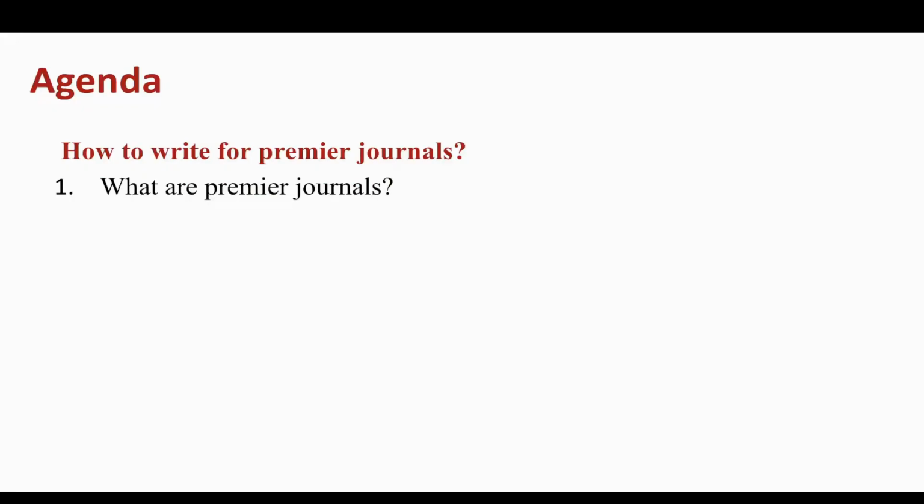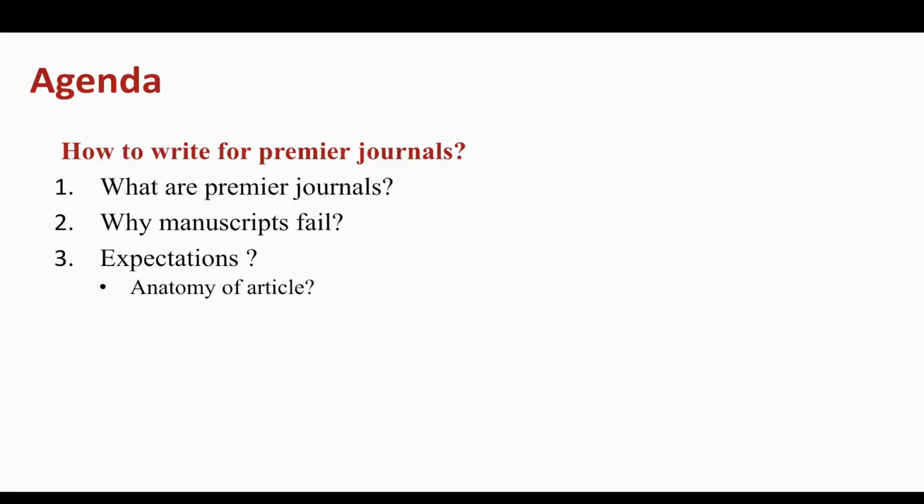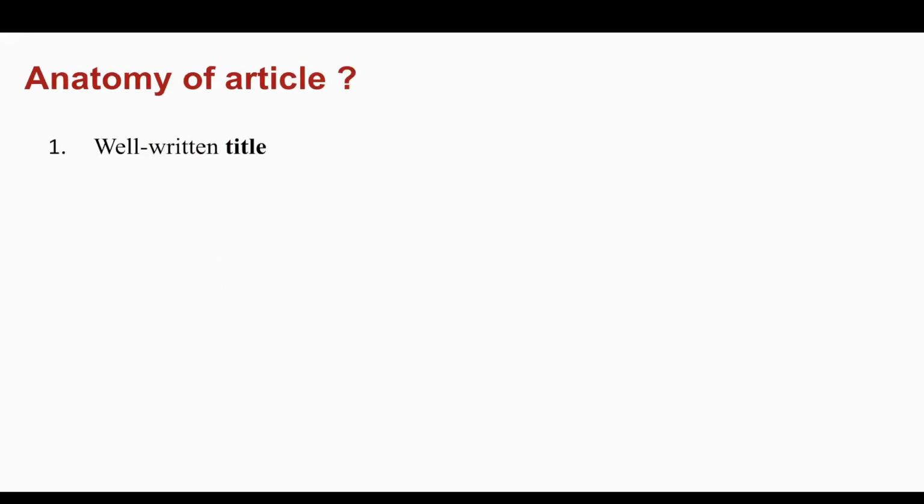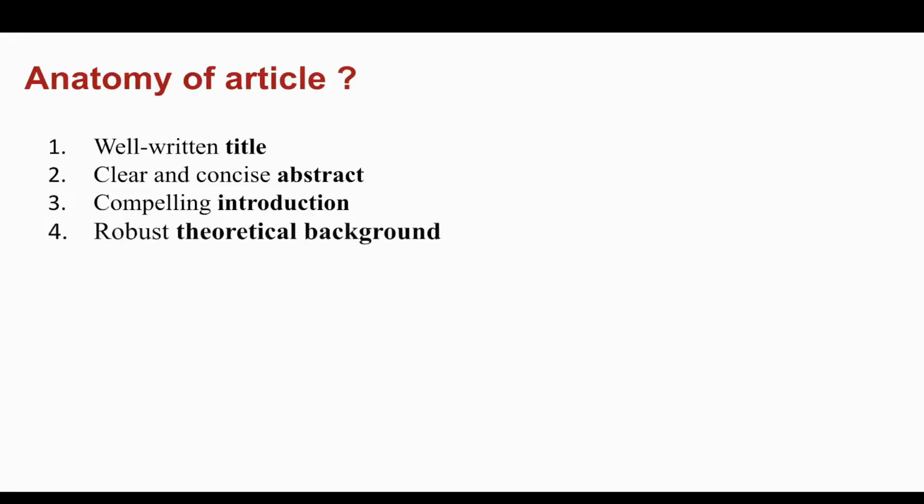Hello everyone. So in this entire series of how to write for premier journals, we have already covered what premier journals are, why manuscripts fail, and what the expectations are whenever we talk about premier journals. We have covered the entire anatomy of the article, covering every section, that is how to write a title, how to write an abstract, how to write a compelling introduction, followed by the theoretical underpinning.